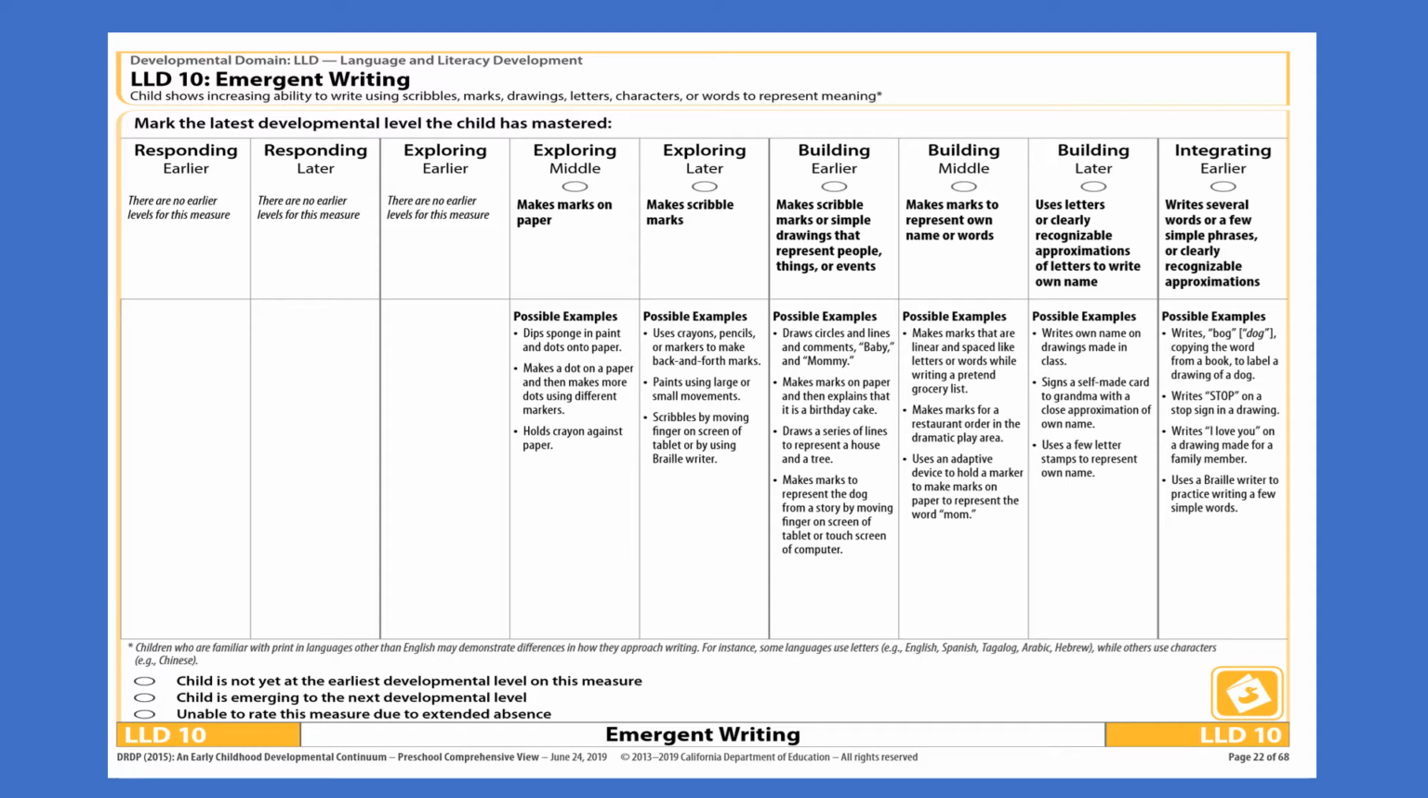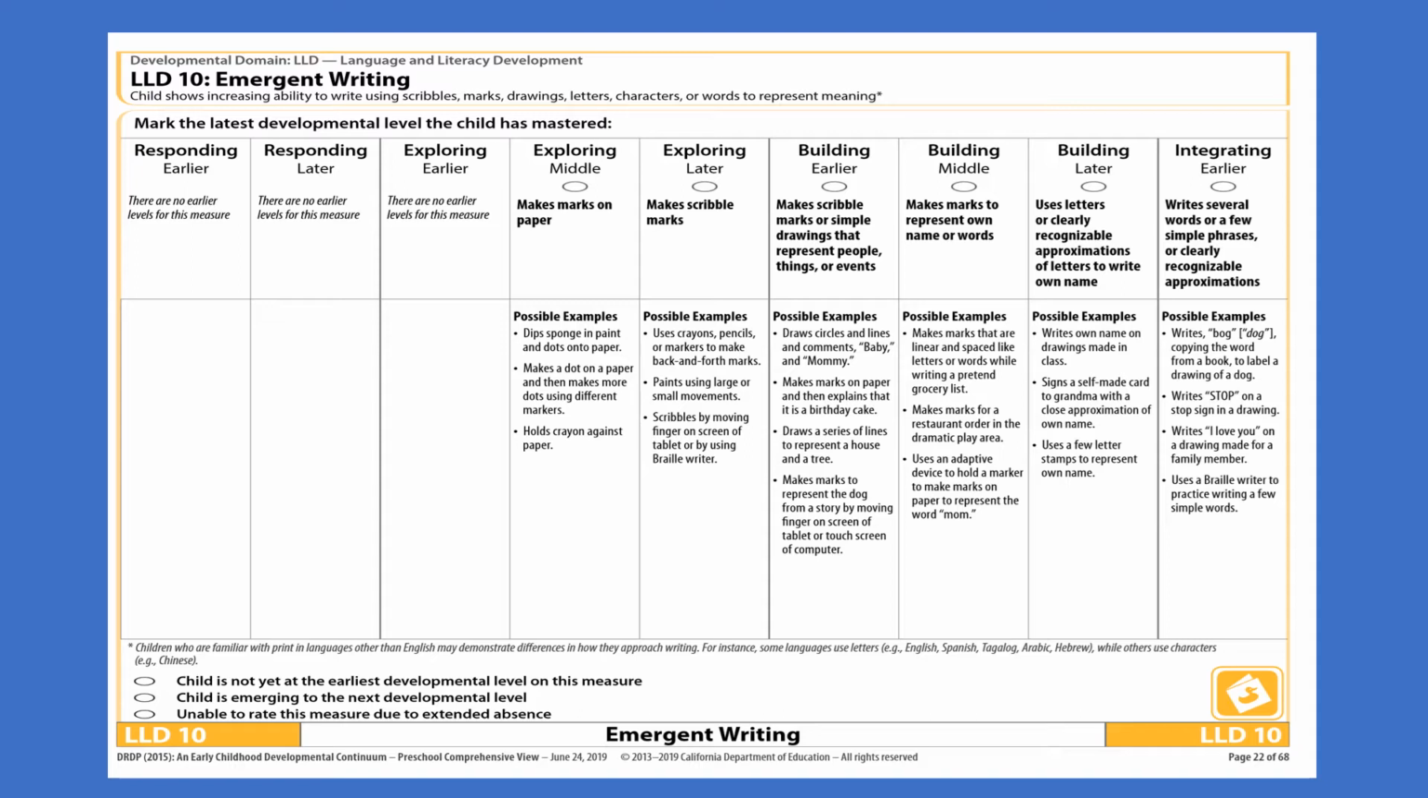age level. So, for example, this is LLD 10, which stands for Language and Literacy Development. You can see that labeled at the top left-hand corner. And then this is the measure for emergent writing. The definition comes right below that. Child shows increasing ability to write using scribbles, marks, drawings, letters, characters, or words to represent meaning.